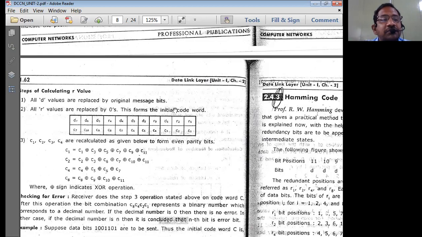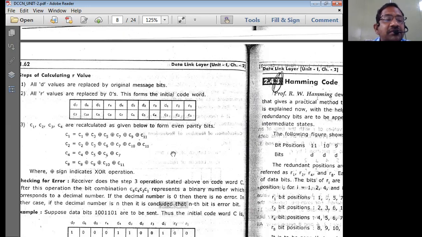The first step is what? Write down the message bits, whatever is given. Say, if it is 7 bits, at the appropriate locations, write down the bit values. Then all R values are replaced by zeros. Replace all the R values. This is R1, R2, R3, R4. Replace all the R values by zeros. And this is going to be the initial code word that is received by the receiver.